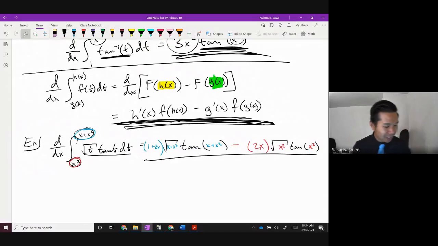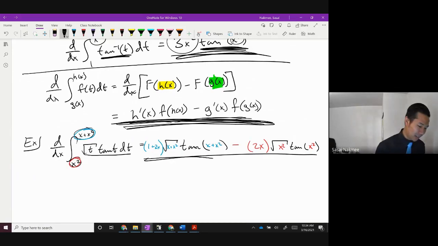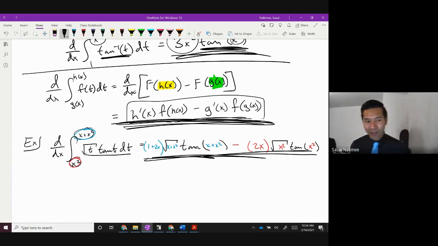Ta-da! It looks horribly messy, but it's the answer. You've taken the integral and the derivative, and that's what you get. Again, I don't memorize this thing. I just worked it out like that, like how I said it.